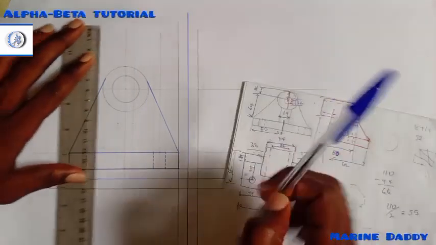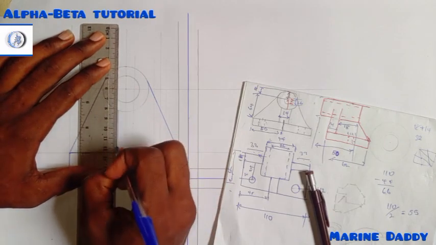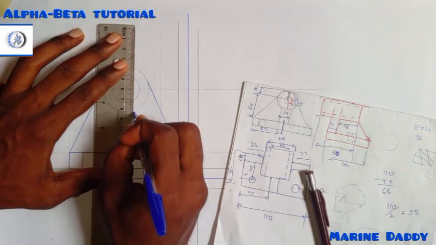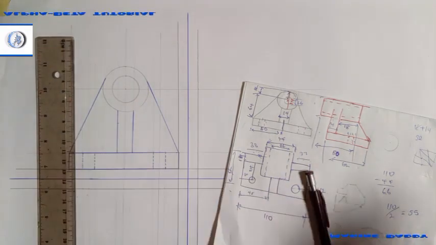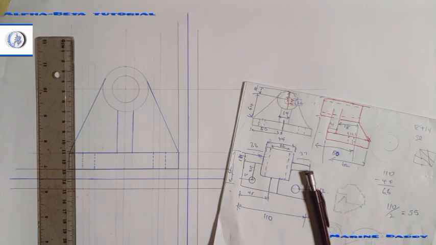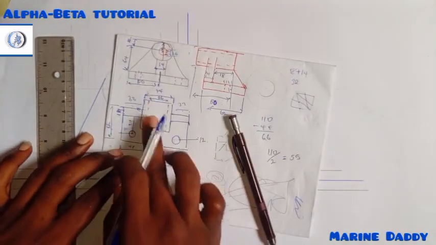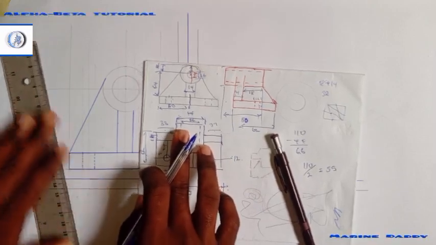Okay, so after doing that, I can now make it thick. And that's the end of our front view. So I can go to my plan. At my plan, I have these parts of the plan and I can start with this one.